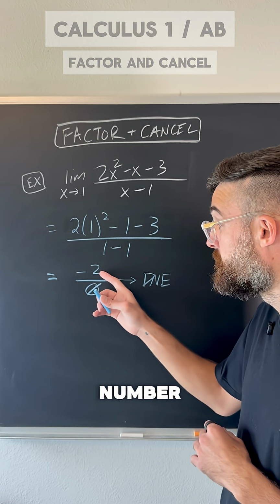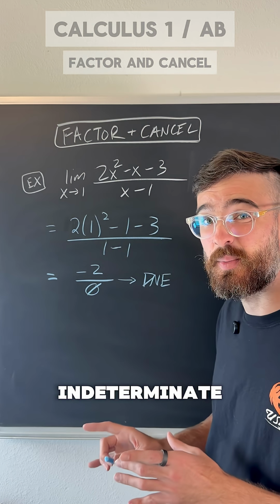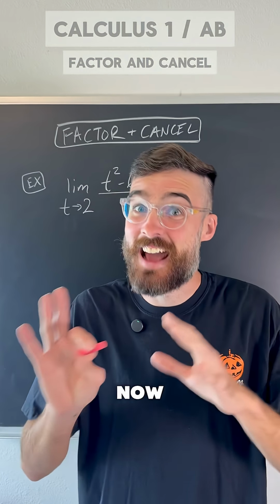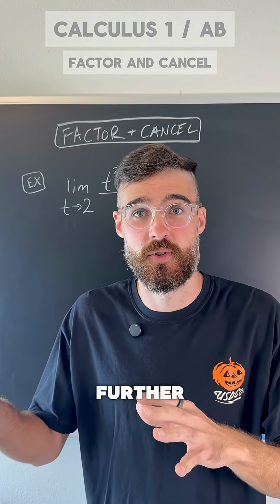Remember that a number over 0 is not an indeterminate form, and therefore you don't need to do any further analysis here. Okay, now let's take a look at an example where we do need to do further analysis.